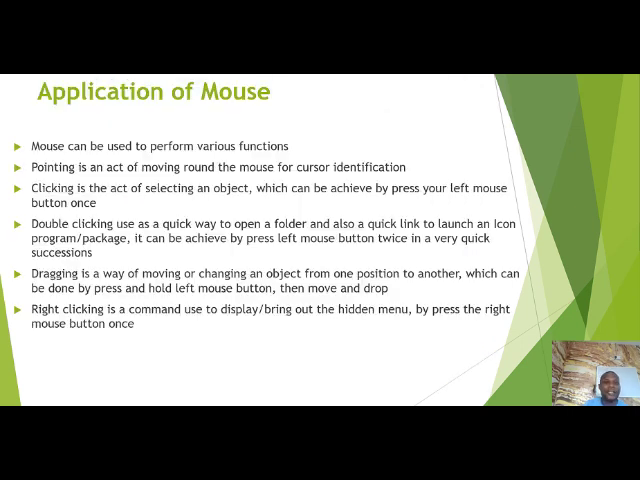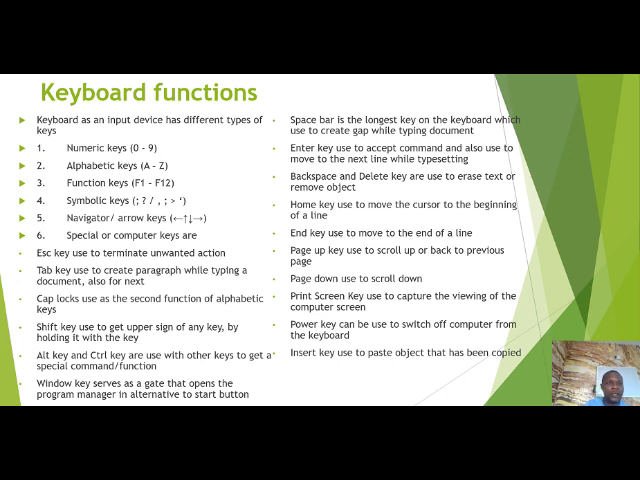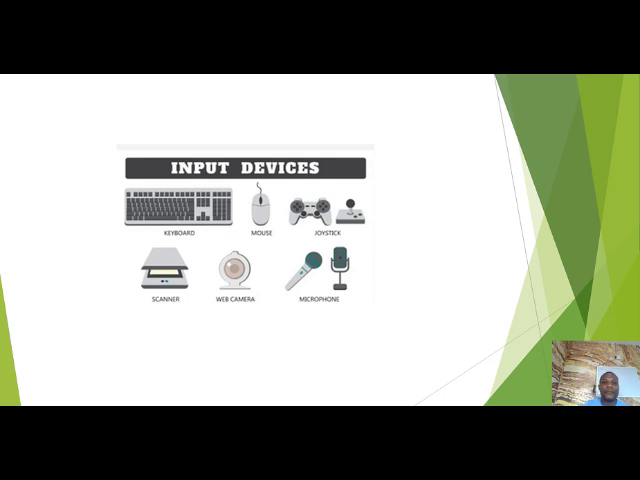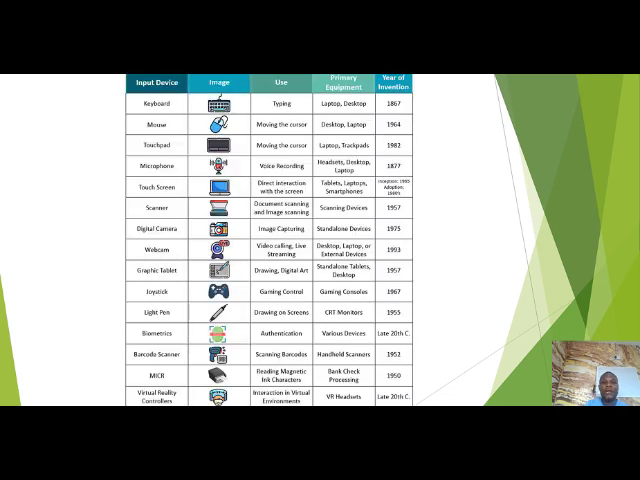Then from there, we talk about application of mouse on Windows 11. What are the functions that you can use the mouse for? Keyboard functions, as you can see on the screen. We also give you the layout of the keyboard. You can see the pictorial representation of a keyboard. So we talk about input devices. What are input devices? What type of information or signal or data do they send? From there, we give you the uses, the year of invention, and the primary equipment. You can see the input device, the image, the use, the primary equipment, and the year of invention.